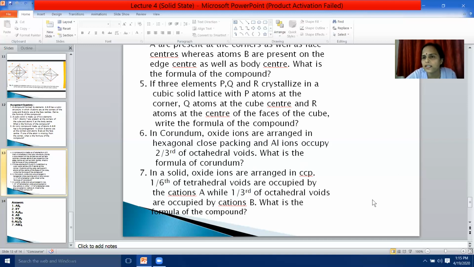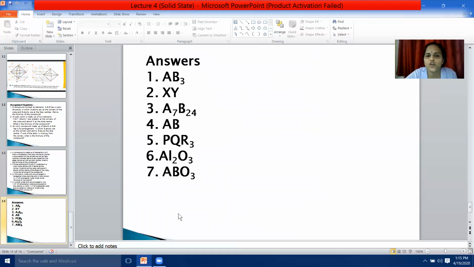Cancel all the n's and cross multiply 3 with that of oxide ions there. So the value of A comes out to be 1, the value of B also comes out to be 1, and the value of O, oxide ions, comes out to be 3. And the formula of the compound, thus, is ABO3. This is the formula of the compound, ABO3.